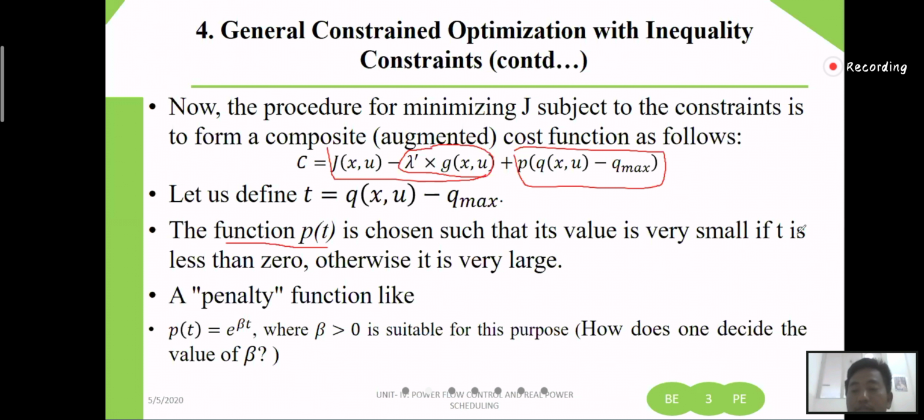It should be chosen very small if t is less than 0, and otherwise it is very large. We also introduce a penalty function, p of t equal to e to the power beta t, where beta is greater than 0 and suitable for this purpose. So how to choose the value of beta? Normally its condition is greater than 0. Here also there are certain limitations: when you choose the value of beta, you have to choose it randomly. So this is the procedure to carry out the optimization considering inequality constraints.